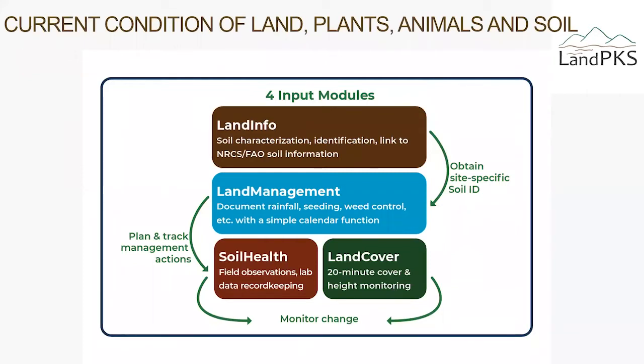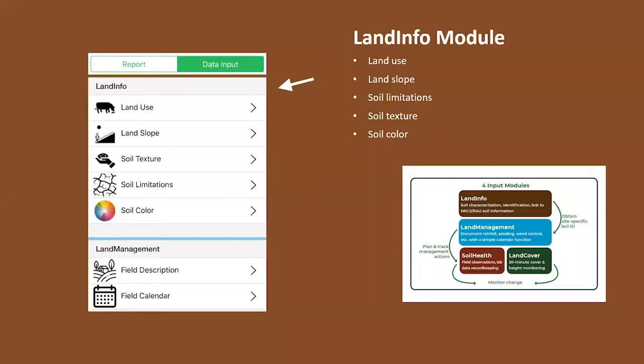So these 4 input modules that I just indicated: LandInfo for obtaining that site-specific soil ID and accessing soil information, land management if you'd like to, and again, these are all optional. You can use one or all of them. And then our monitoring modules for both soil health and land cover. And the soil health indicators can be used on both cropland and rangeland as well as forest. Next, please. So here, the LandInfo module: land use, slope, soil limitations, soil texture and color. I'll run through that in a minute.